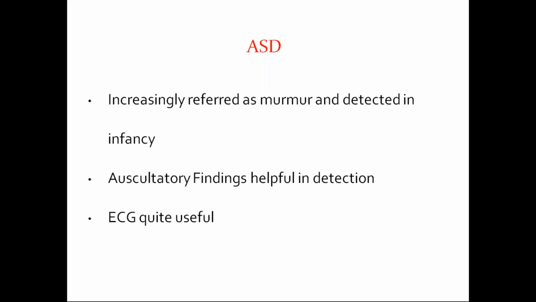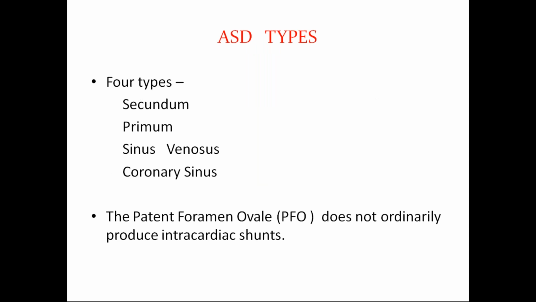Auscultatory findings are helpful, and ECG is quite helpful because there is a characteristic ECG finding that we'll be discussing. I don't have the picture, but I think I can explain how an ECG of ASD looks.